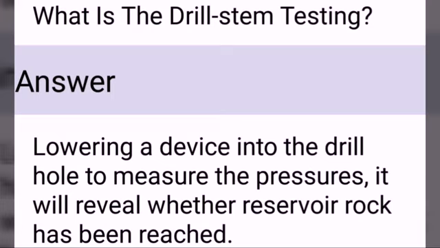What is drill stem testing? Lowering a device into the drill hole to measure the pressures will reveal whether the reservoir's rock has been reached.